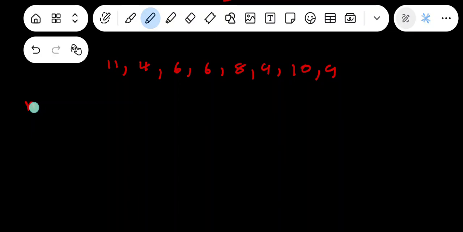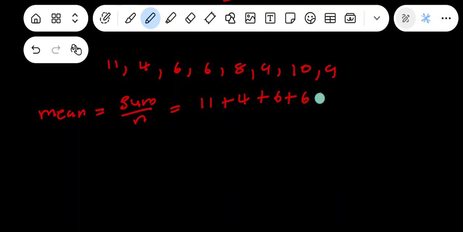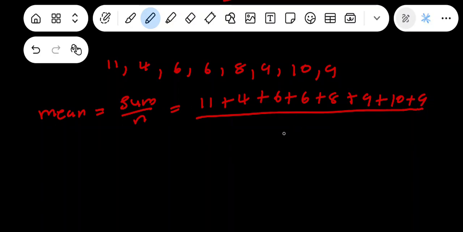So we want to find the median. We want to get the median, or let's just start by the mean, the normal one. We know that the mean is a sum divided by the number of terms. We add all of these. We have 11 plus 4 plus 6 plus 6 plus 8 plus 9 plus 10 plus 9. Right, then we divide this by the number of terms there. We have 8 of them. Now we'll have 8.